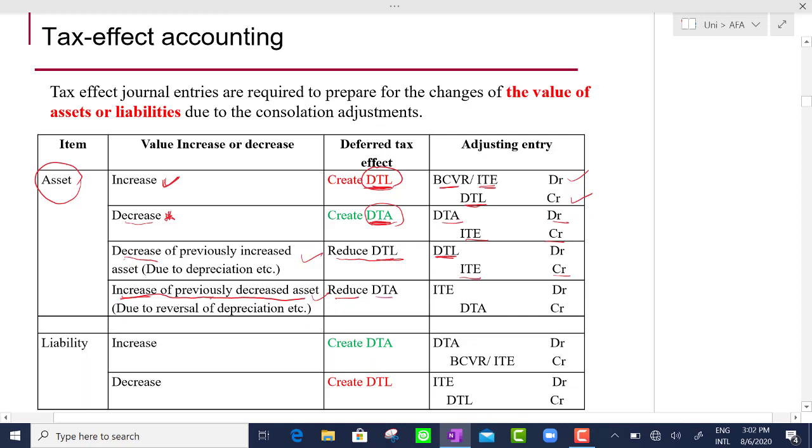Now if you have an asset which has a deferred tax asset recognized previously, when the carrying amount is increased subsequently, you should recognize that as a reduction of the deferred tax asset, not as a deferred tax liability.